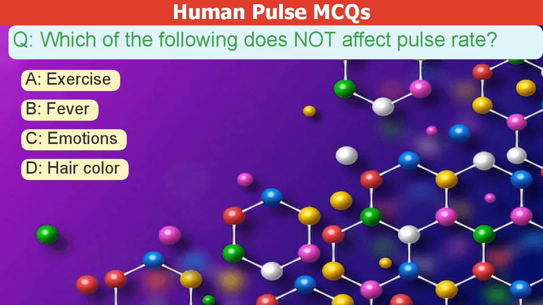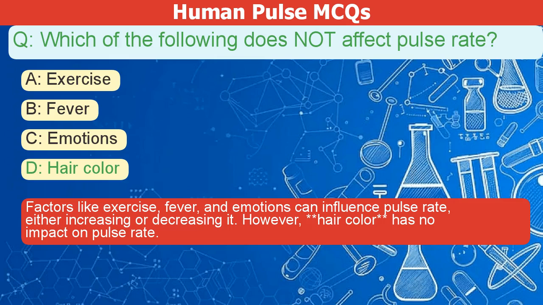Which of the following does not affect pulse rate? A. Exercise. B. Fever. C. Emotions. D. Hair color. The correct answer is D. Factors like exercise, fever, and emotions can influence pulse rate, either increasing or decreasing it. However, hair color has no impact on pulse rate.